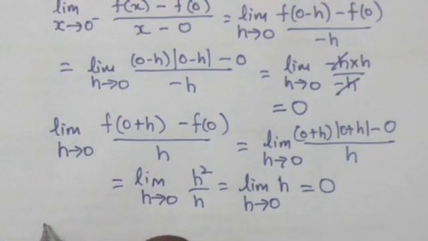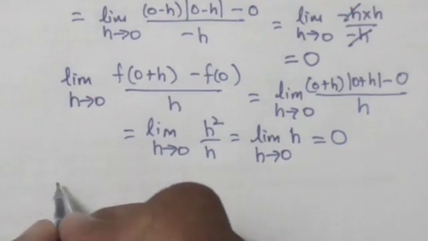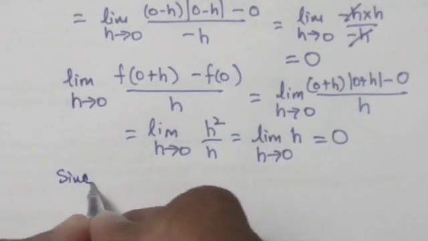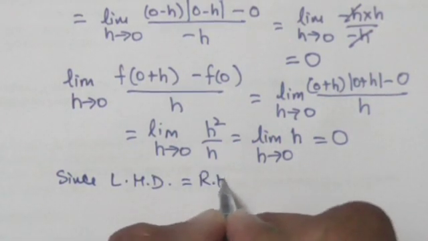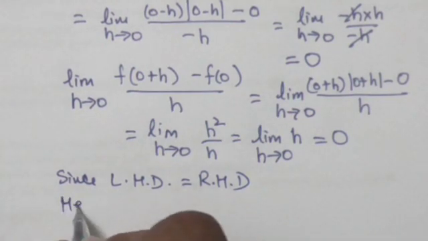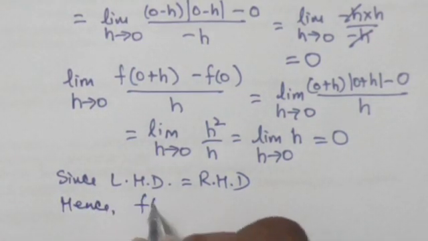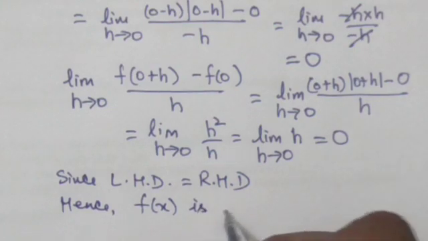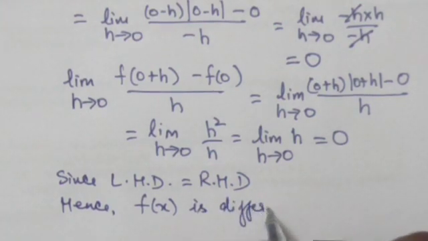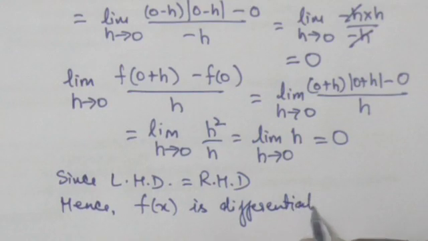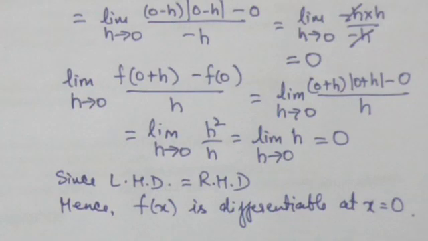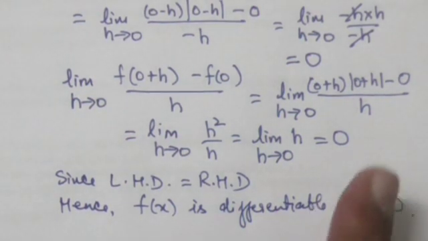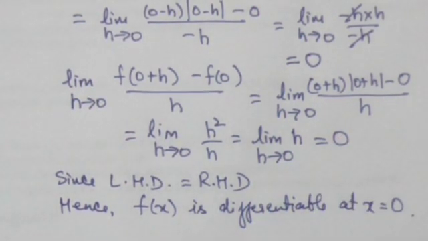Hence, since left hand derivative is equal to right hand derivative, this function f(x) is differentiable at x is equal to 0. Okay, now let us do another question.